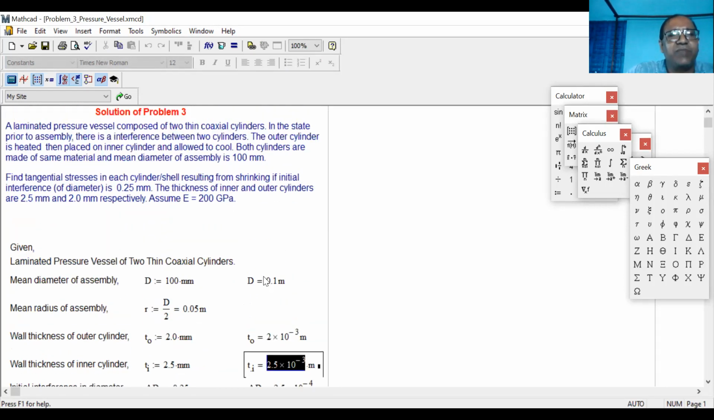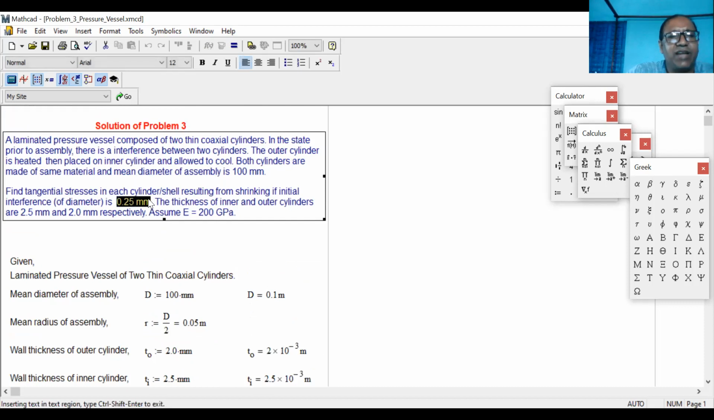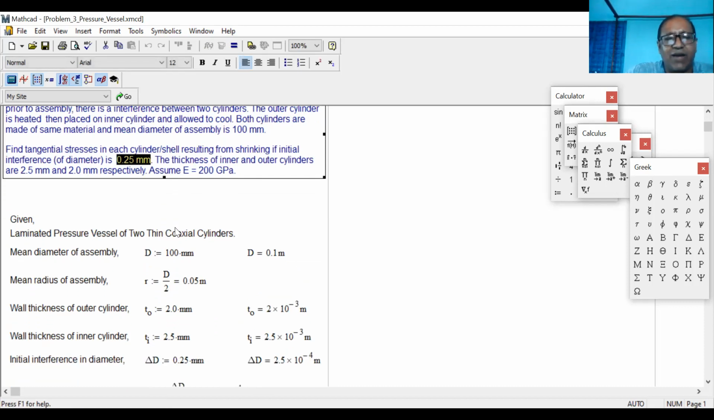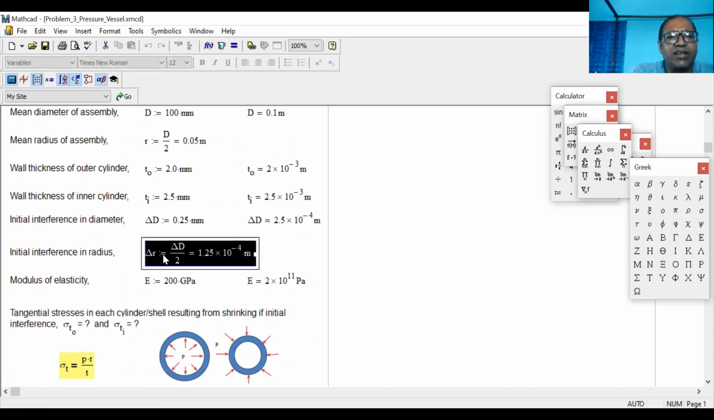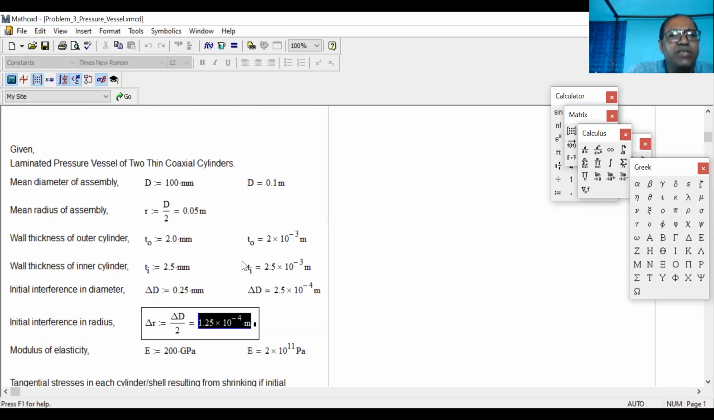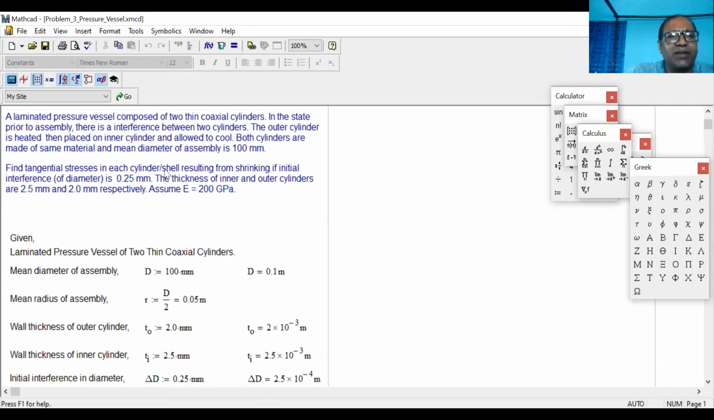Now the interference is given in terms of diameter, but our formula is in terms of radius. So we convert to radius. That means diameter divided by 2. This much is the interference. And it's also saying both cylinders are made of the same material.